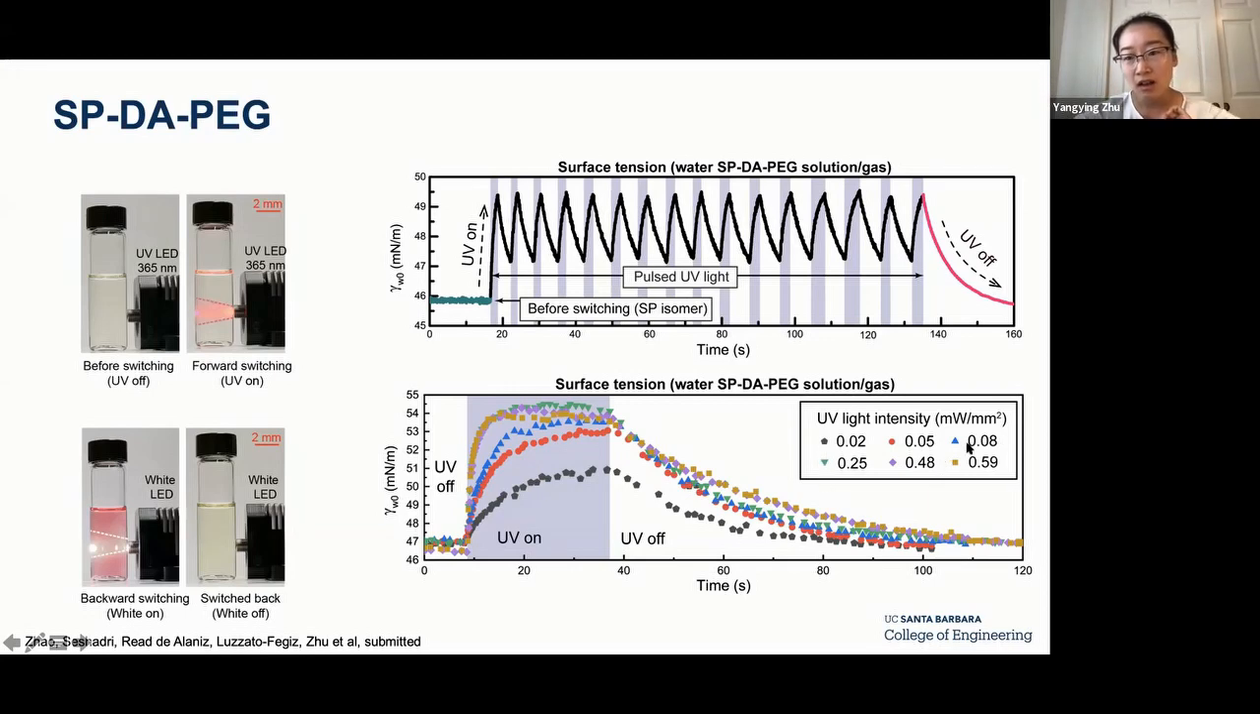So these are a lot lower intensity compared to even a laser pointer. You could induce this fast change. I would like to say that for this particular liquid system, when you turn the UV off, the back reaction is a little bit slower than the forward reaction. But again, you can accelerate it by turning visible light on.